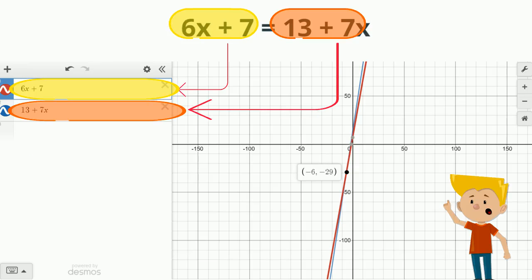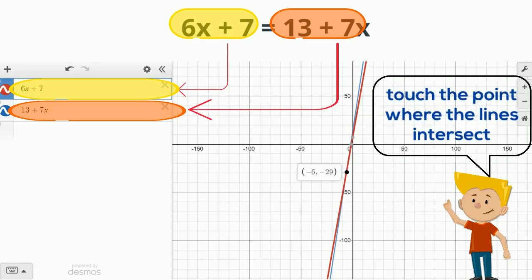Once you have typed your equations into the calculator, it's going to graph your two lines. These two lines are going to intersect. That means they're going to cross. What you want to do is touch the point where they cross, where they intersect. This point here happens to be -6, -29.